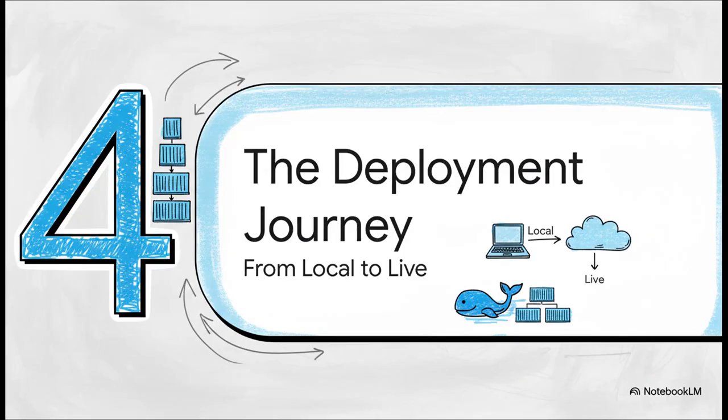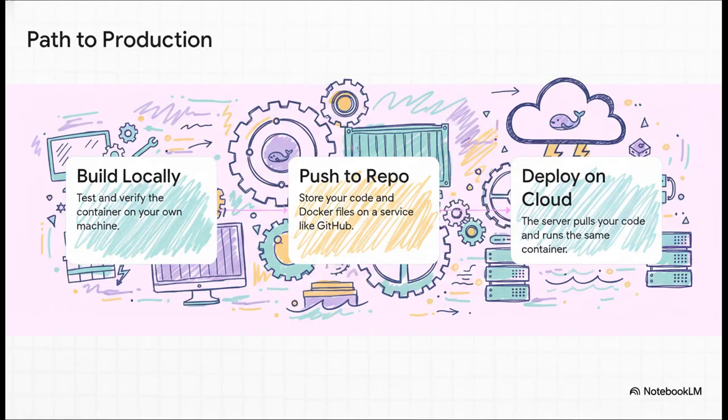Okay. So our application is containerized and it's running perfectly on our machine. That's awesome. Now, let's talk about the big picture. How do we get this thing out into the world and into production? This three-step flow is pretty much the modern standard for deploying apps. First, you build and test it locally, because you've got to make sure it actually works, right? Second, you push all your code and your Dockerfiles to a repository like GitHub. And finally, your cloud server just pulls that code down and uses the exact same Dockerfile to build and run the application. This guarantees that what you tested locally is exactly what runs in production.